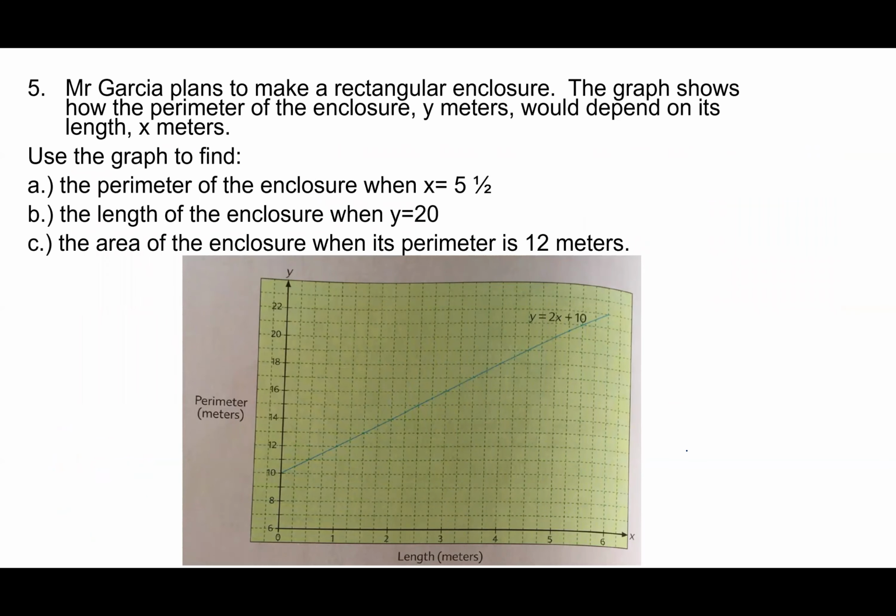All right, so we're just going to be reading a graph on this. I don't know how many of you got to this, but good. Oh, okay, great. Mr. Garcia plans to make a rectangular enclosure. The graph shows how the perimeter of the enclosure, Y, would depend on its length, X. Use the graph to A, find the perimeter of the enclosure when X is 5.5. So letter A, what's the perimeter of the enclosure when X is 5.5? Kinsey?